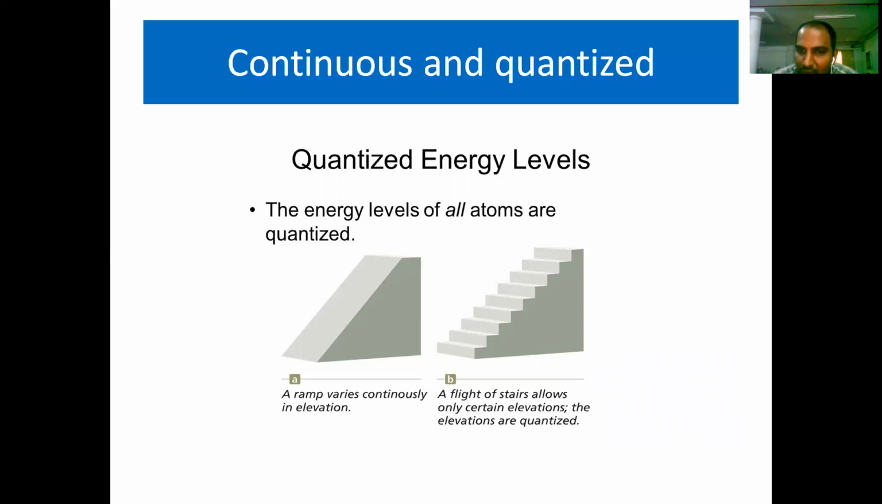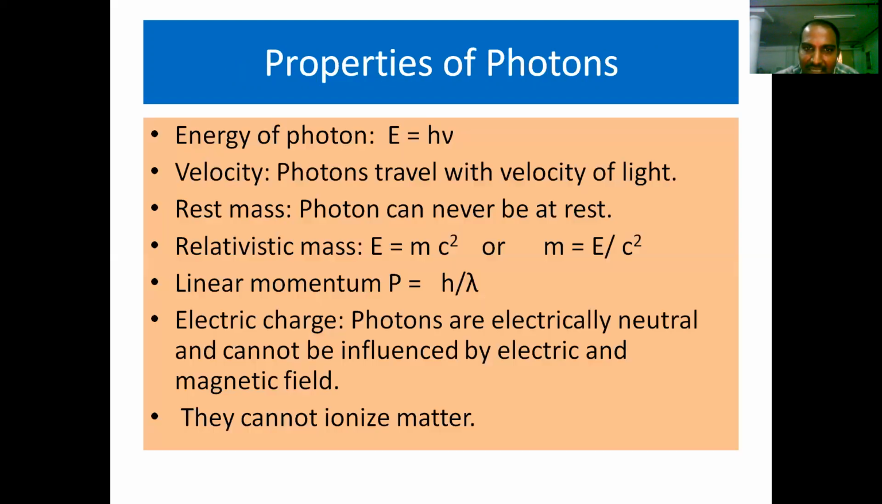In figure B, we can see a flight of stairs, which allows stepping only at certain elevations. The elevations are quantized. That means the lower energy level is E1, the next one is E2, the next one is E3. It does not allow any continuous elevation of energy. Therefore, energy levels are quantized, in a discontinuous manner, in the form of discrete energy levels.